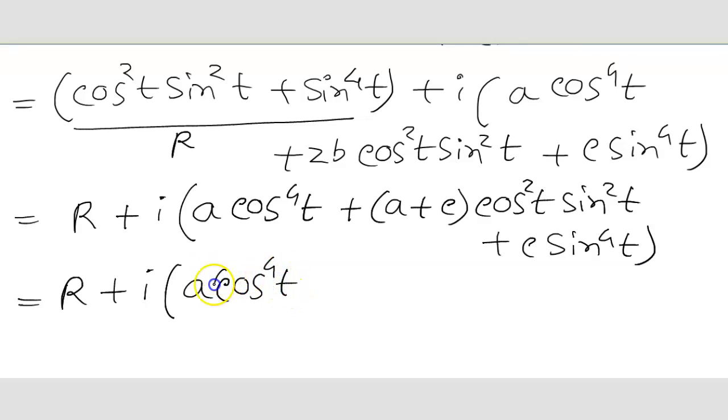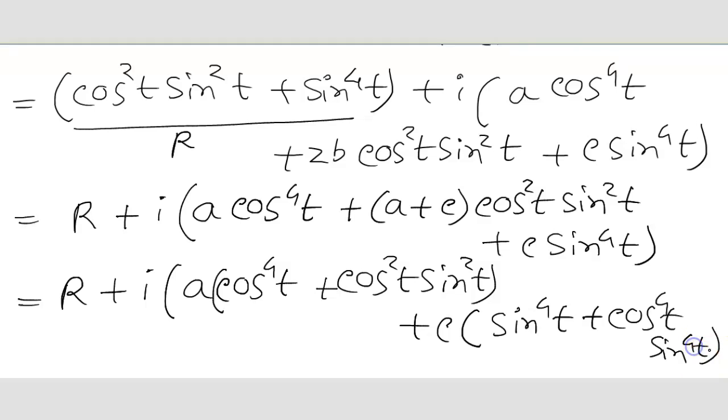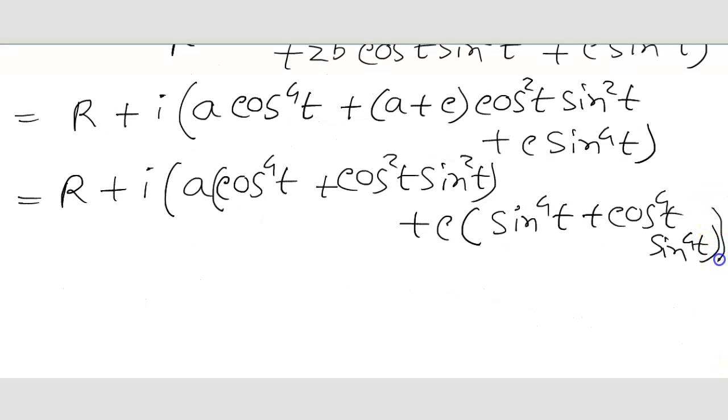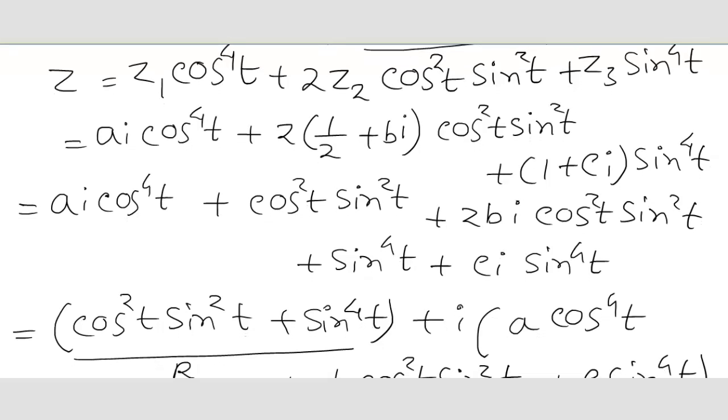Cos 4t, let me write, take common a, then it will become cos²t sin²t. And if we take c common, then it will become almost the same thing, something like this. Now what is our r? Our r is the real part. And what is our real part? Our real part is cos²t sin²t plus sin⁴t.